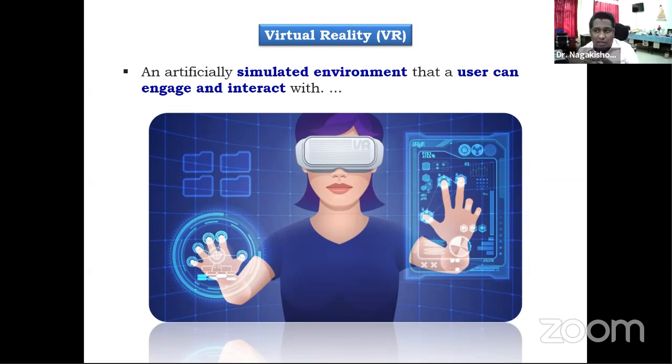We can test car simulations very related to accidents. And not only for that, we can see the blood flow of the human body also. So these are the facilities we have. In future, all the world is depending upon virtual reality, that is nothing but an artificially simulated environment.